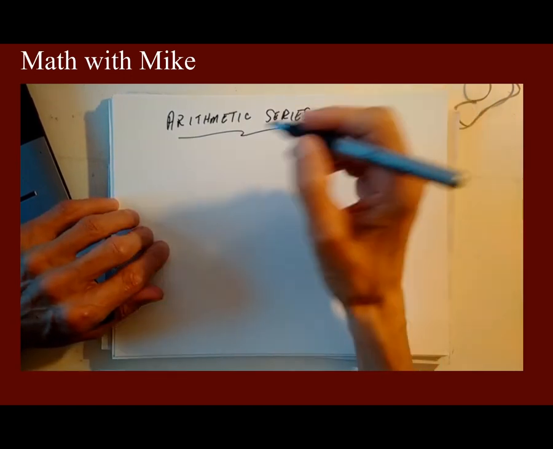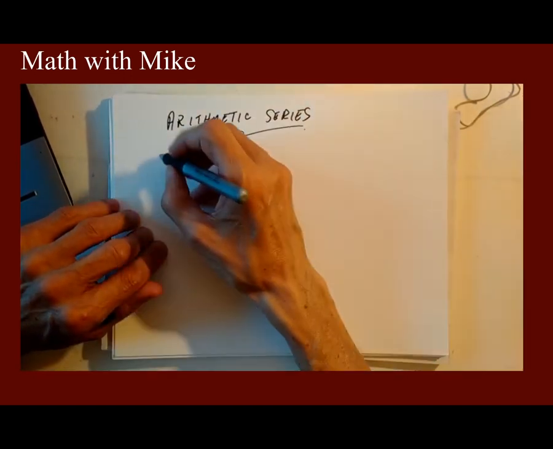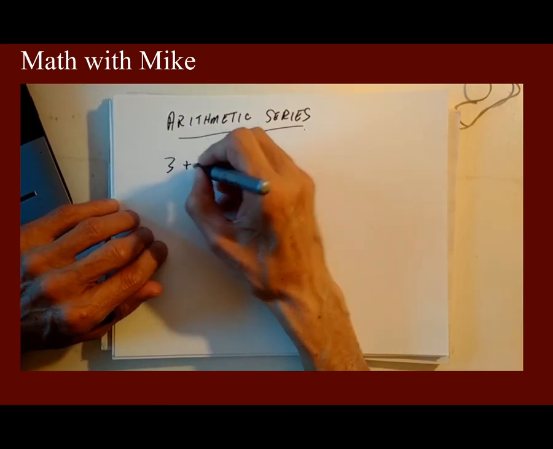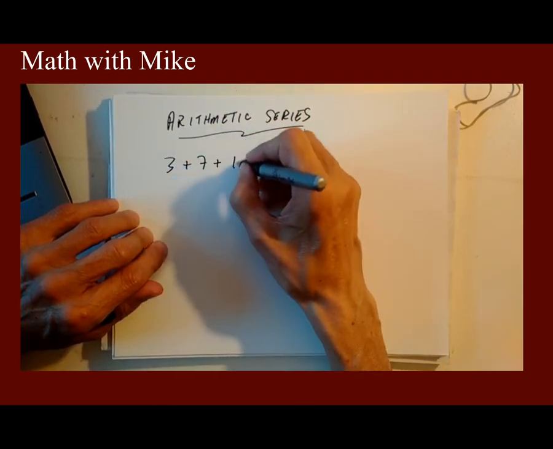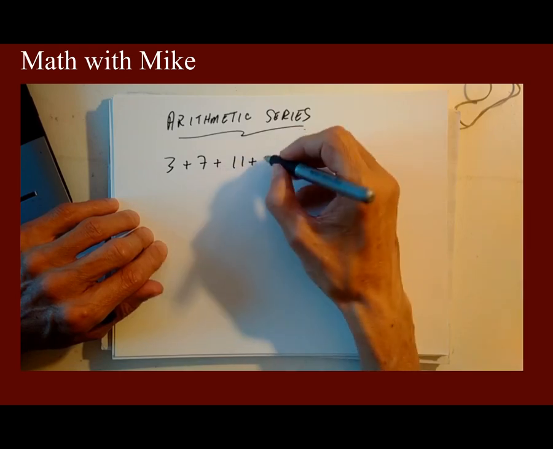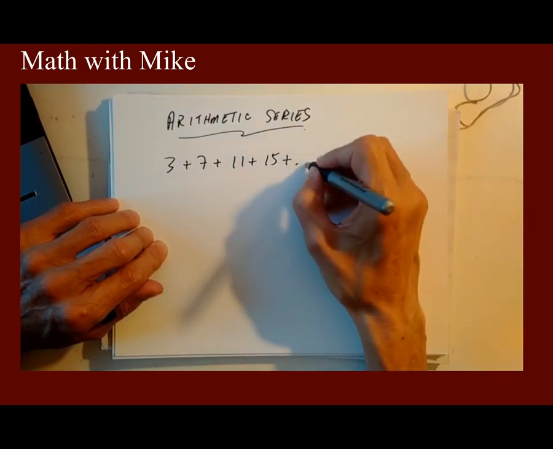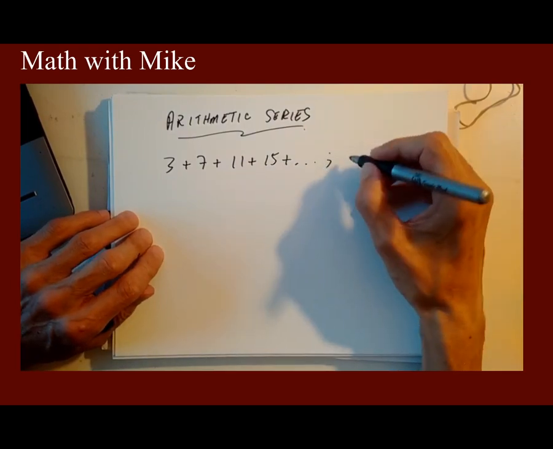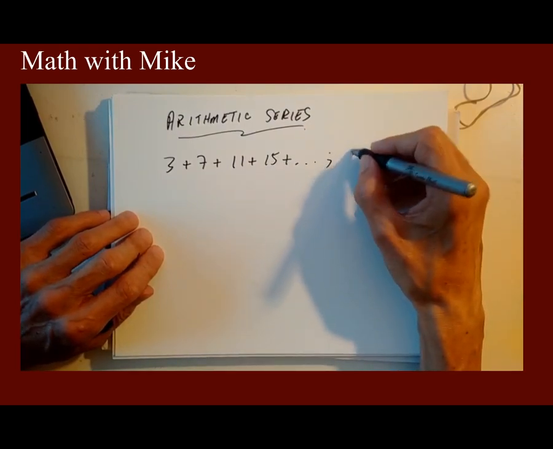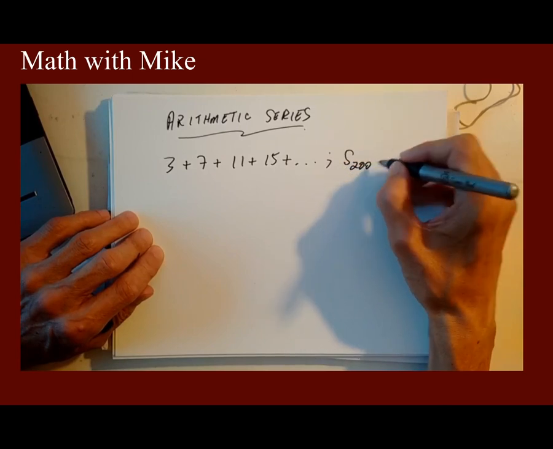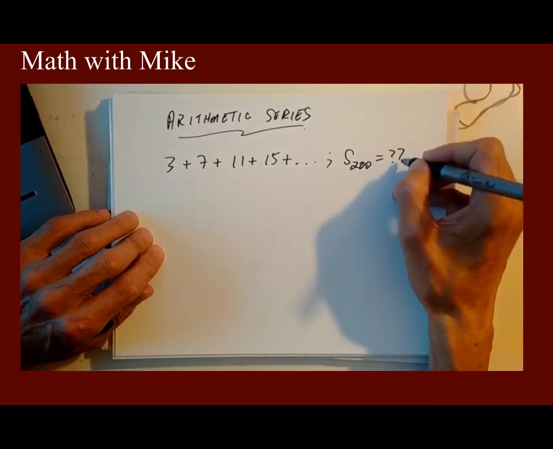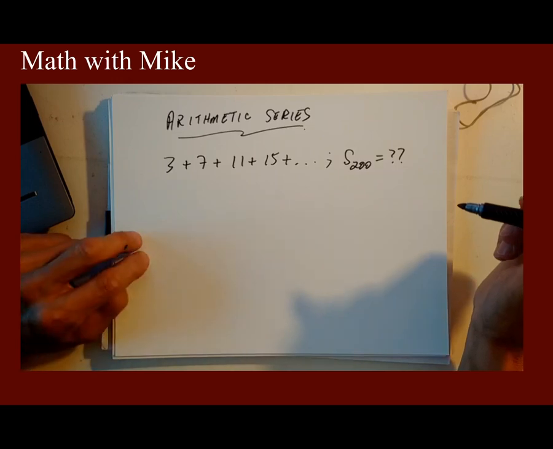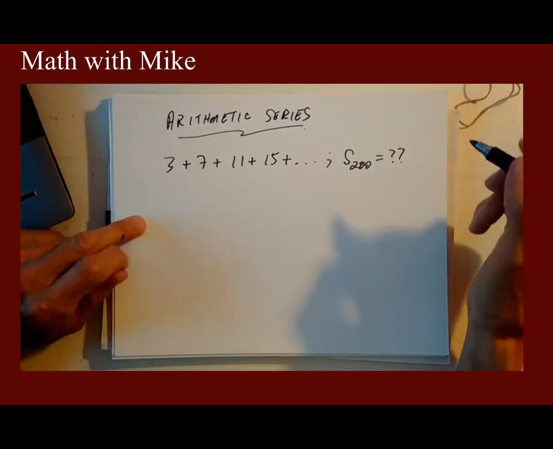So now what we've got is a series that looks like this. We have 3 plus 7 plus 11 plus 15, and it goes on. And the question is, well, we said 200. It's getting big, might hurt the brain. Let's try it: the sum of the first 200 terms. All right, so how do we do this one?